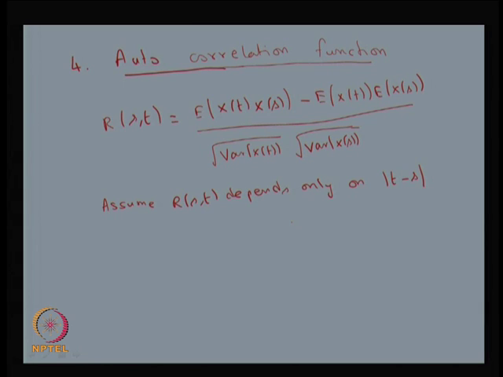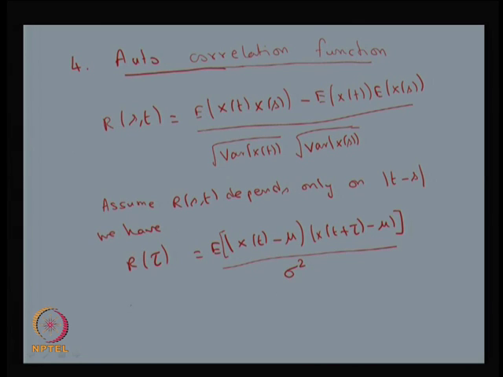Therefore, by assuming r of s comma t only depends on t minus s, instead of two variables I can use one variable, r of tau, that is nothing but the expectation of x of t minus mu, multiplied by x of t plus tau minus mu, the expectation of that product, divided by sigma square.